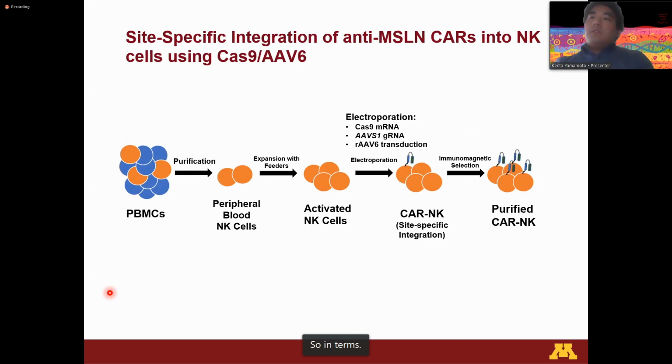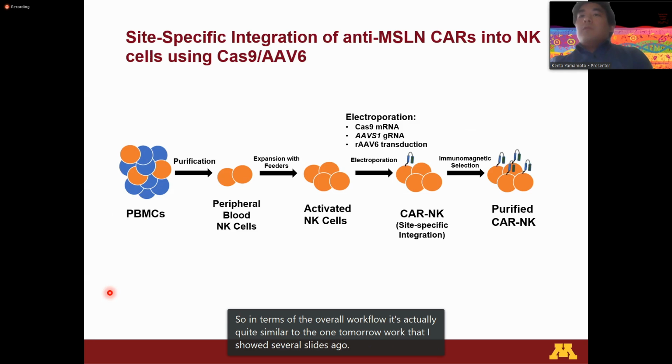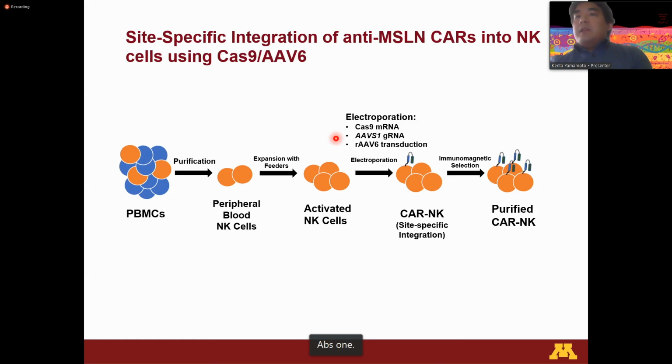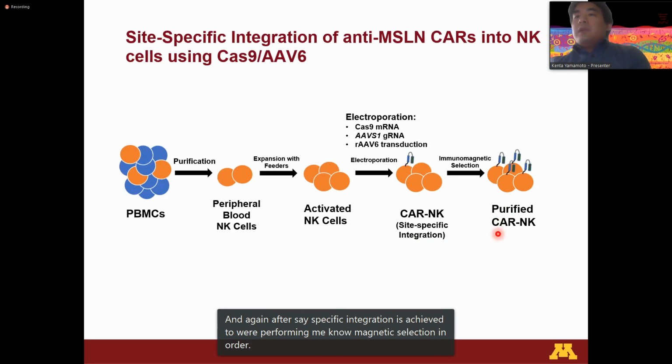In terms of the overall workflow, it's actually quite similar to the lentiviral work that I showed several slides ago, where upon activation of NK cells, we simply electroporate them with Cas9 mRNA and AAVS1 guide RNA, and then subsequently transduce them with the AAV encoding the CARs. And again, after site-specific integration is achieved, we're performing immunomagnetic selection in order to enrich for populations of interest.